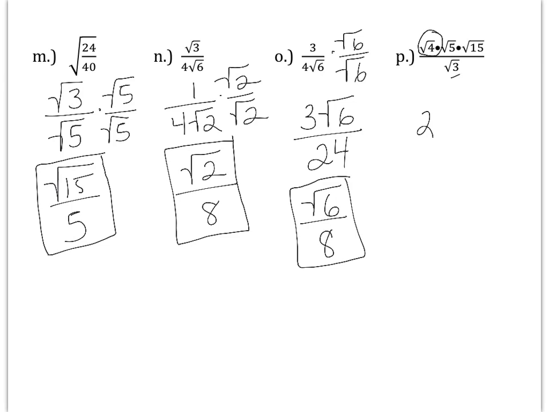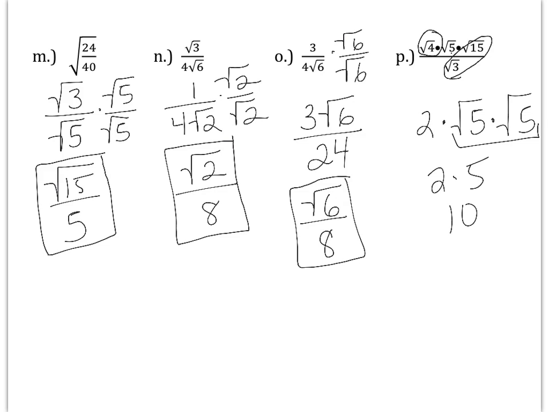And then I'm also noticing that the 15 over the 3, that can be reduced to the square root of 5. So I have another square root of 5 on the top. So I have like this on the top, 2 times the square root of 5 times another square root of 5 if I simplify this. And then this is just 5, right? And 2 times 5 is 10. All right, so that's one way to get it.